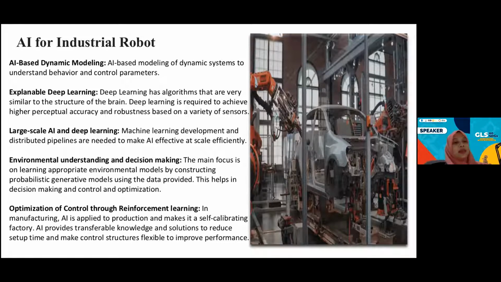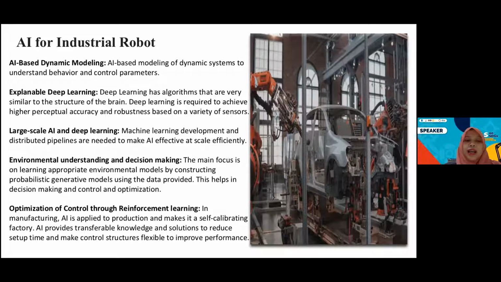In industrial robots, we optimize control through reinforcement learning. So how to control the industrial robot to optimize is like how to learn the behavior of this robot, and then how many times, for example, this robot takes some production process, and how many times this robot has some abnormal function and something like that. And then we learn from the past to make decisions in the future. That's the meaning of optimization of control through reinforcement learning.